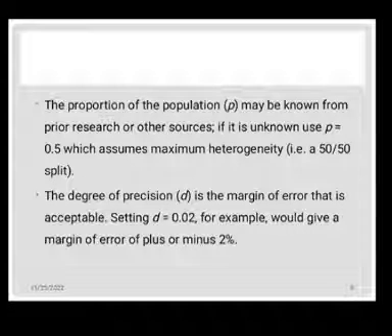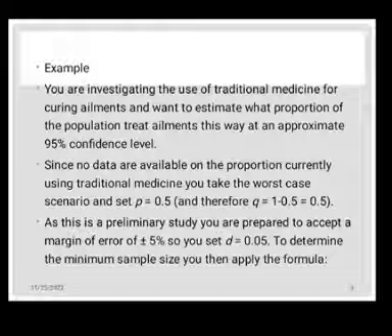Now, the proportion of the population P may be known from prior research or other sources. If it is unknown, use P equal to 0.5, which assumes maximum heterogeneity, that is a 50-50 split. The degree of precision is the margin of error that is acceptable. Setting d equal to 0.02, for example, will give you a margin of error of plus or minus 2%. Now, let's look at an example.